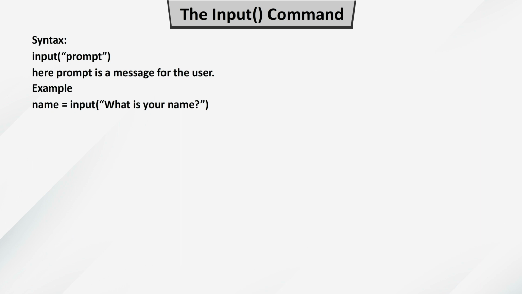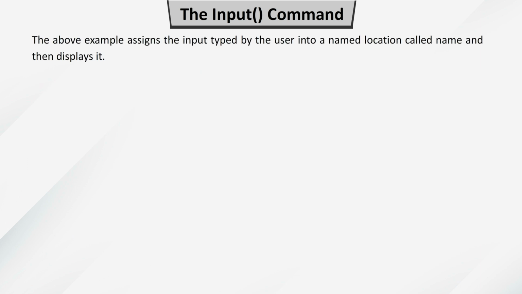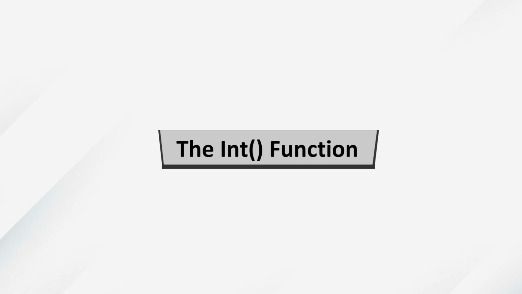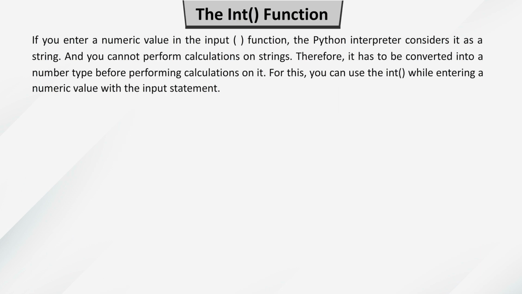Example: name = input("What is your name?"). The above example assigns the input typed by the user into a named location called name and then displays it. Example output. The input function: if you enter a numeric value in the input function, the Python interpreter considers it as a string, and you cannot perform calculations on strings.